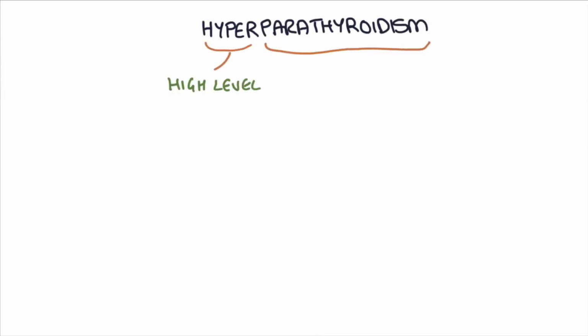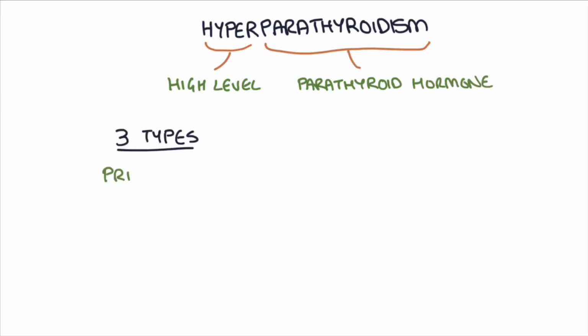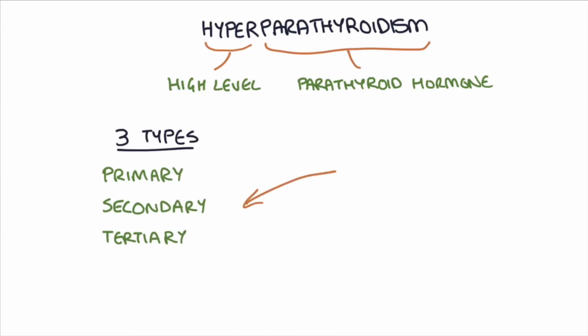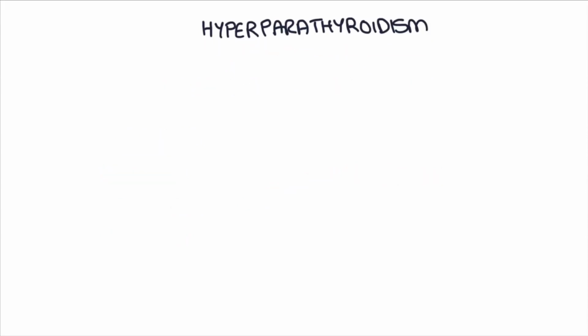In this video I'm going to go through hyperparathyroidism. By definition, hyperparathyroidism is a high level of parathyroid hormone. And there's three types, primary, secondary and tertiary, and it's these three types that cause a lot of confusion amongst medical students and doctors, and it's the reason that I wanted to make this video, just to clarify what the different causes are. Firstly, I'm going to go through some simplified physiology.